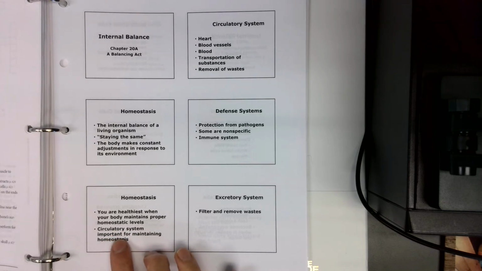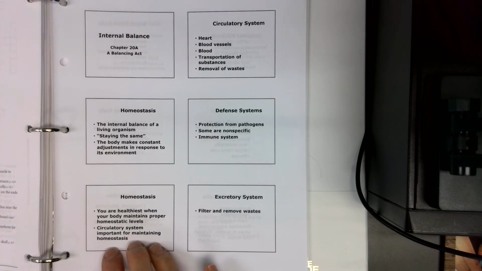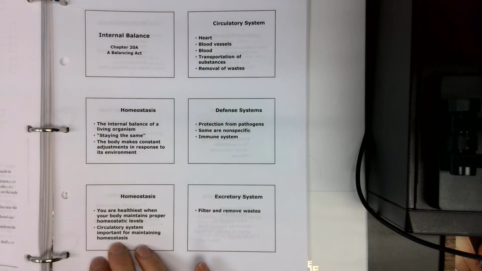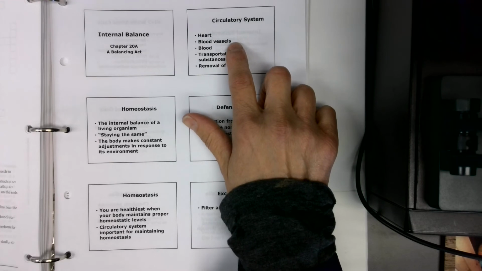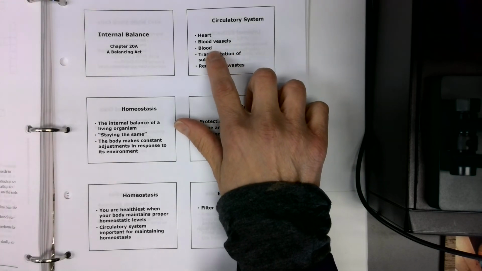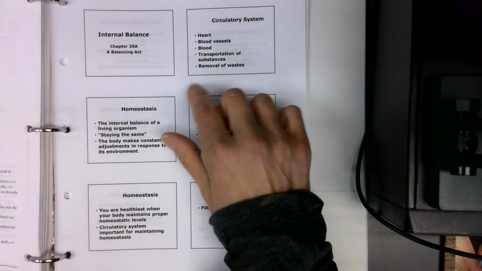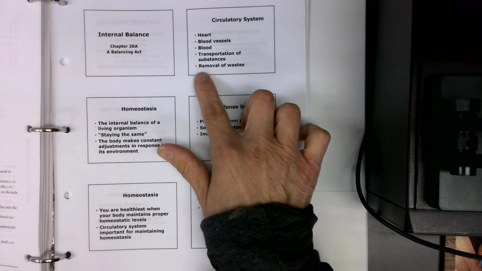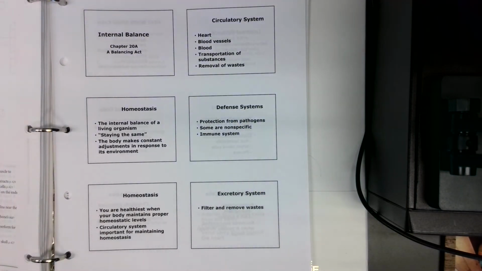Your circulatory system is going to be one of those systems. The reason that we're talking about balance in this chapter is because God has provided us with a proper circulatory system. It helps us to maintain homeostasis. We have a heart, we have veins and arteries, we have our blood that are able to transport substances that are going to help us to be able to stay balanced. They also remove waste so that we don't have waste build up in the body.